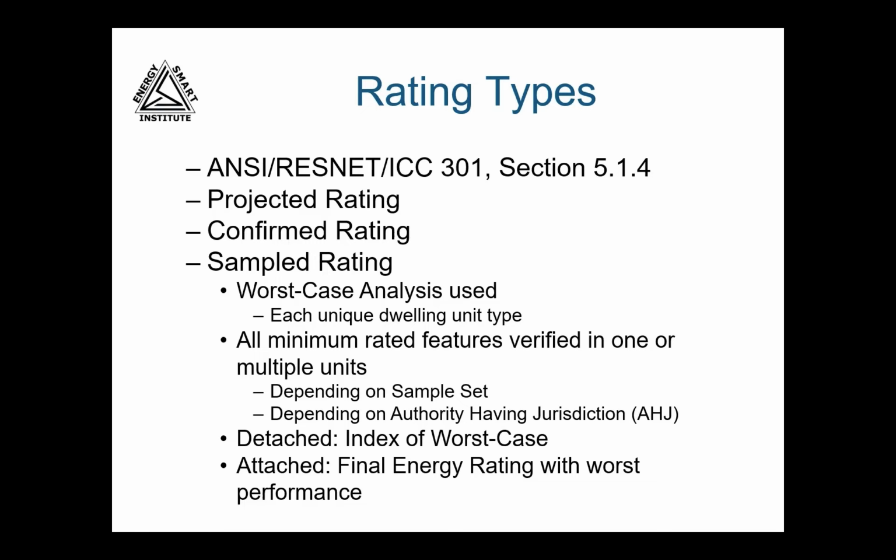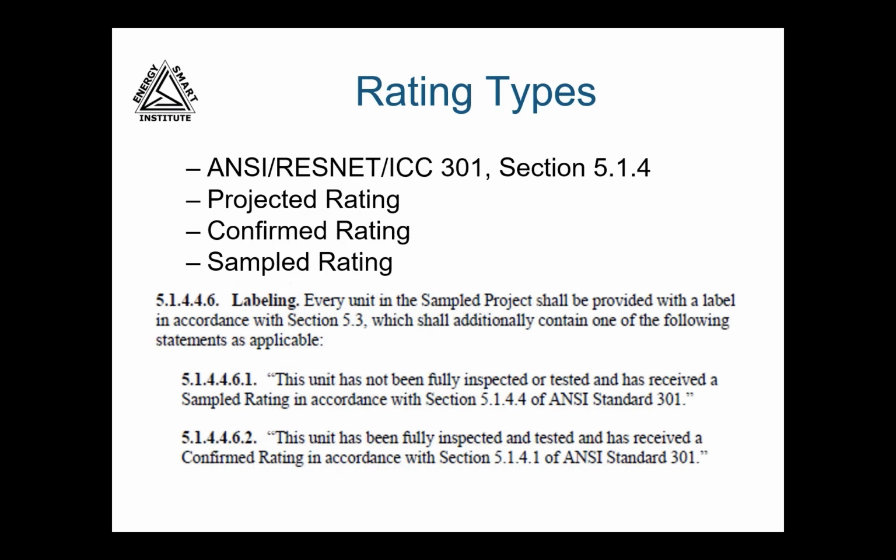If the sampling is being performed on detached units, such as single-family homes, each unit receives the index matching the worst-case projected rating. With attached units, such as apartments, the projected rating is allowed to be updated with the worst performance tested or verified, and then all units of that type receive the resulting energy rating index value. Standard 301 does point back to MNHERS Chapter 6 as criteria that may be used for sampling. From a reporting perspective, each unit in a sampled project must be labeled, and the label must include a statement about whether the particular unit has or has not been fully inspected or tested.